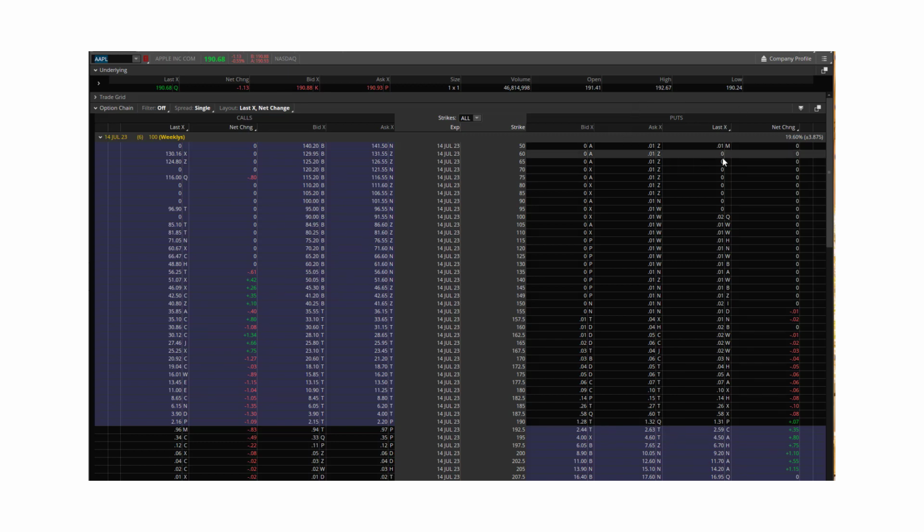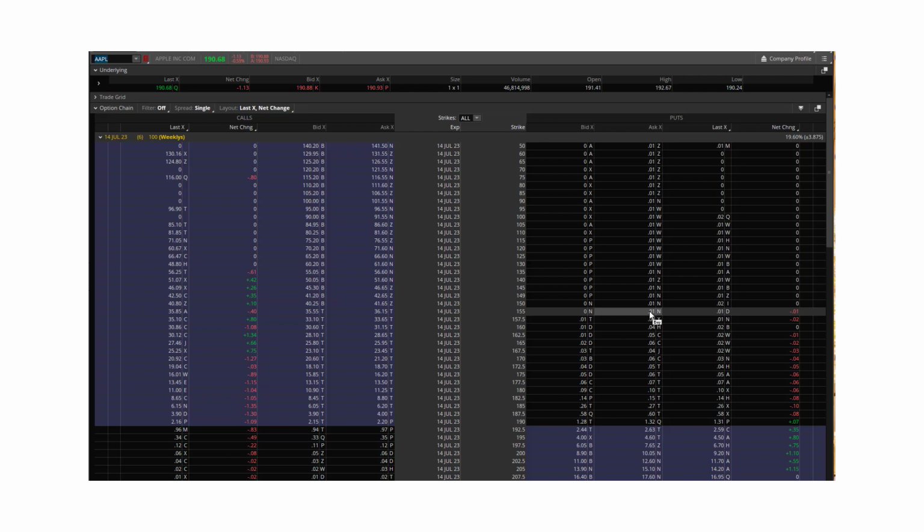Now, as far as put options go, and puts are on the right side of the options chain, a strike price for put options is the price at which the stock can be sold. So it's kind of the opposite of call options.